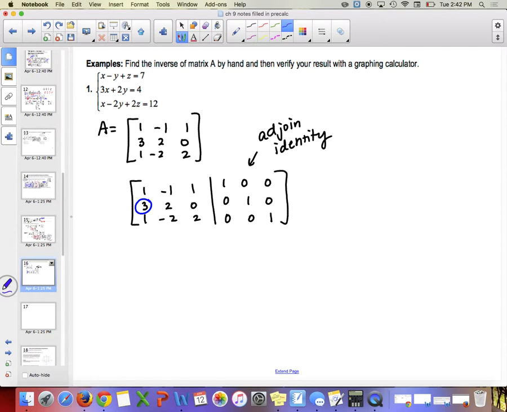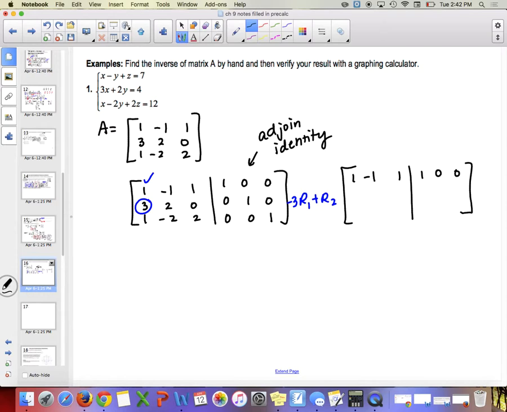All right. So if I want to get that to be a 0, right? I already have the 1. Isn't that good? 1. Yay. So if I want to get that 3 to be a 0, what do I multiply row 1 by? Yeah, so row 1 times negative 3. So negative 3 row 1 added to row 2. All right, row 1's going to stay the same. 1, negative 1, 1, 1, 0, 0.